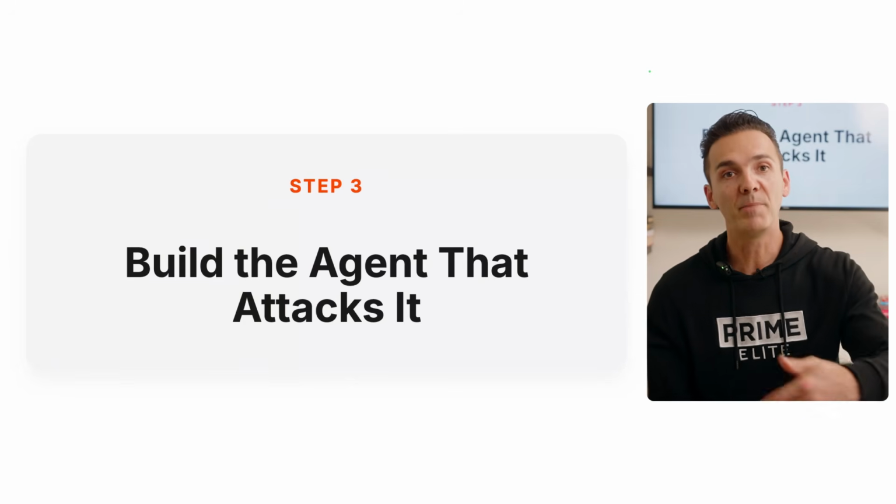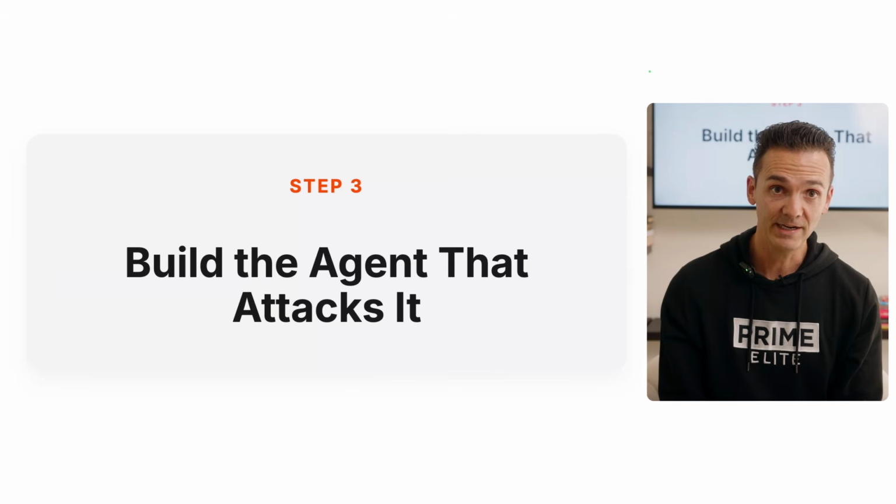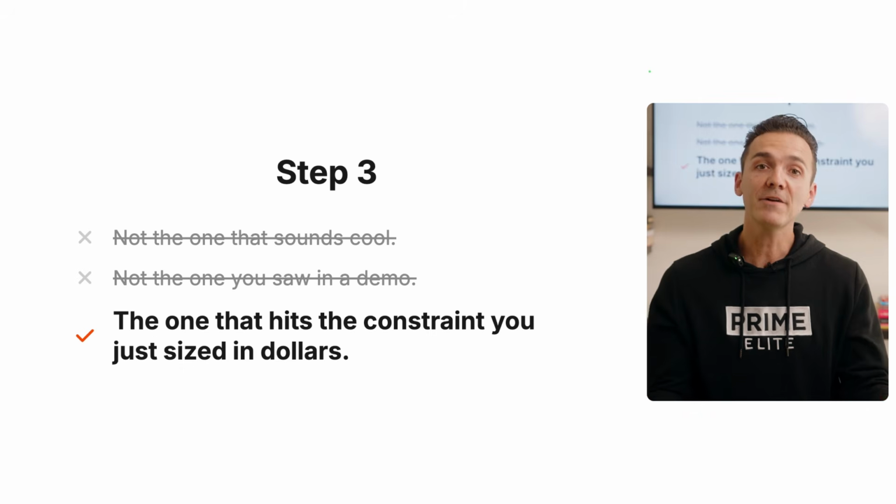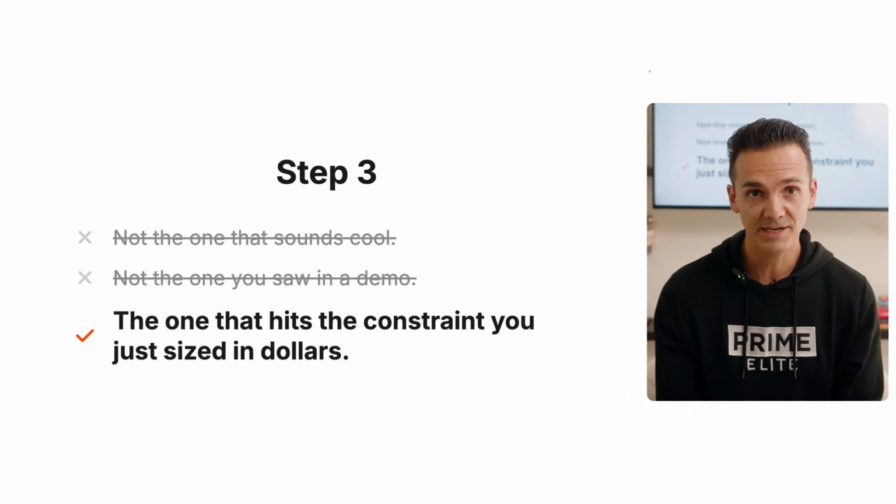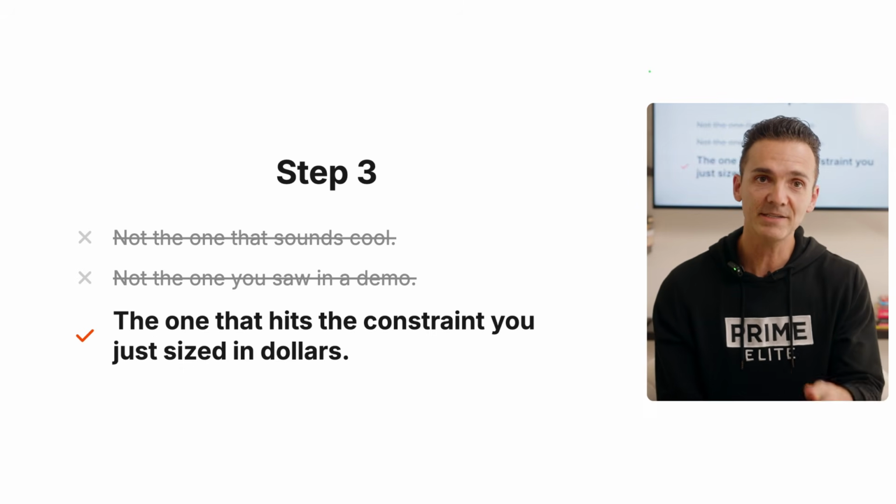Step 3, I want you to build the agent that attacks the constraint. Not the one that sounds cool, not the one that you saw in a demo, the one that attacks the constraint. And honestly, who cares if your CRM came out with a new AI agent? If it doesn't solve your biggest constraint, it's just a distraction. Find the one that hits just the constraint that you identified with the dollars that you just calculated.